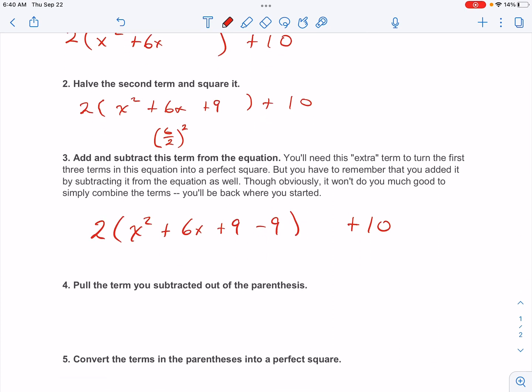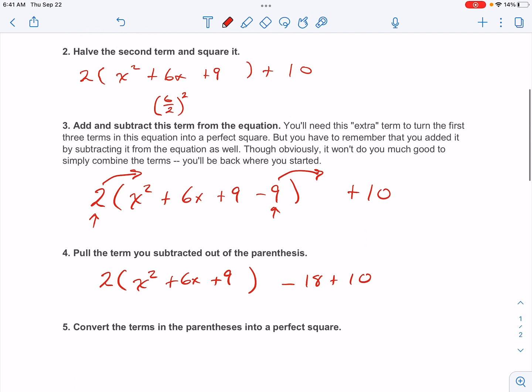Okay, the term that I'm subtracting, I'm going to pull it out of the parentheses. But everything in the parentheses, remember, is multiplied by that leading coefficient, that number in front. Because everything is multiplied by 2, when I pull out the subtracted number, I'm going to have to multiply it by 2. So the term that was subtracted gets pulled out, but remember it's multiplied by 2, or whatever the number is that's in front.